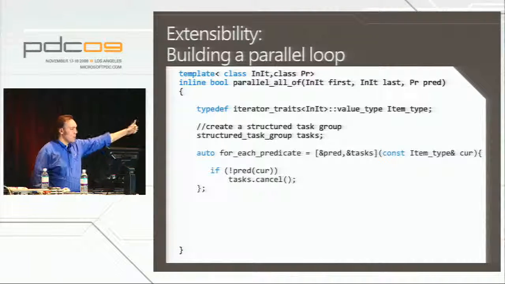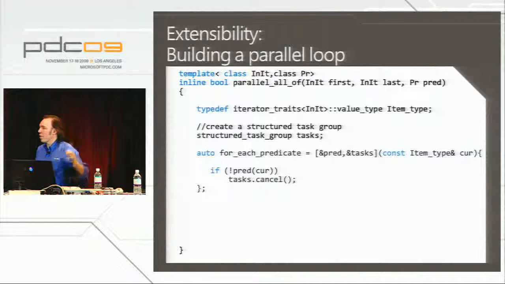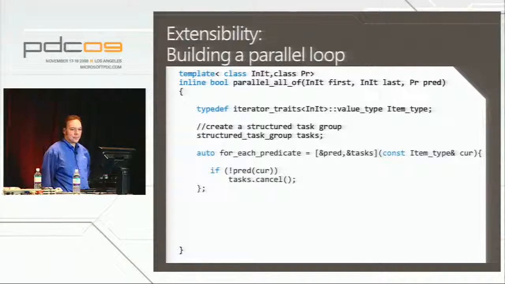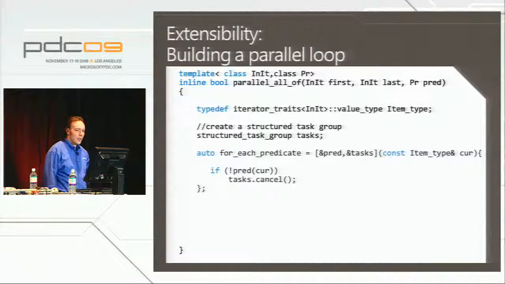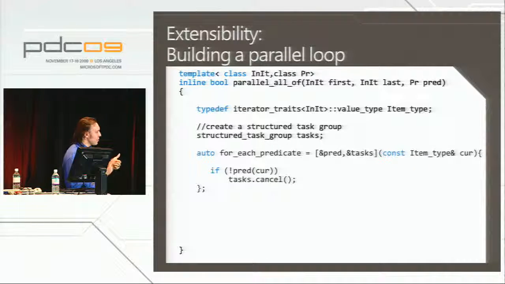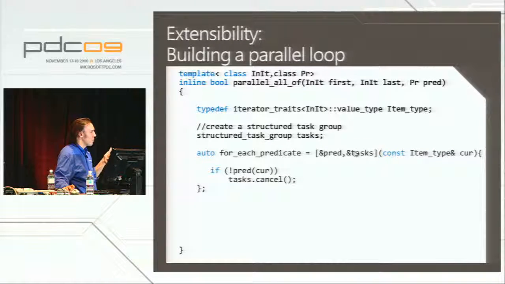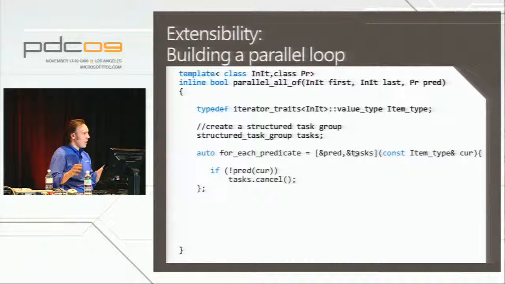The next thing I do is I make a predicate. So I'm using the auto keyword. So auto for each predicate. I've got a current item. And if the predicate isn't true, cancel the task group. I'm capturing the task group by reference here. You see that I'm doing it very explicitly rather than just capturing the entire stack.